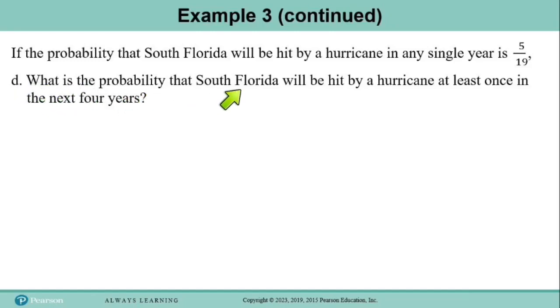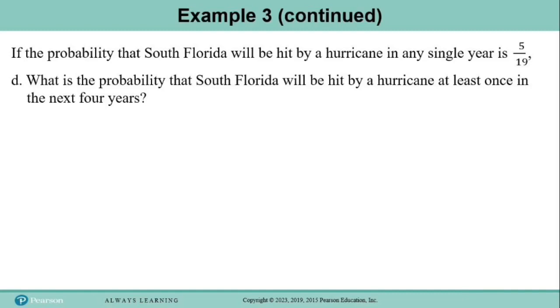Okay, now in part D, the question changes again. What is the probability that South Florida will be hit by a hurricane at least once in the next 4 years? Now, anytime they ask us to find the probability of something happening at least once, this can get to be a very complicated situation because there are a lot of different ways that at least once can happen. They could be hit the first year, or the second year, or the third or the fourth. Or they could be hit the first 2 years and not the next 2. Or they could be hit the second and third year but not the first and the fourth. Do you see how it can get really complicated really fast?